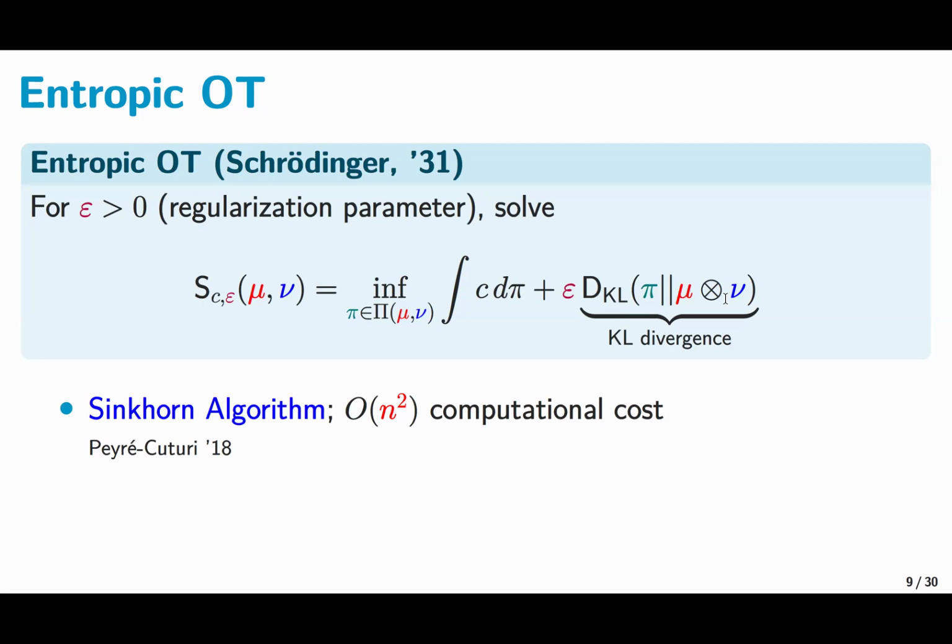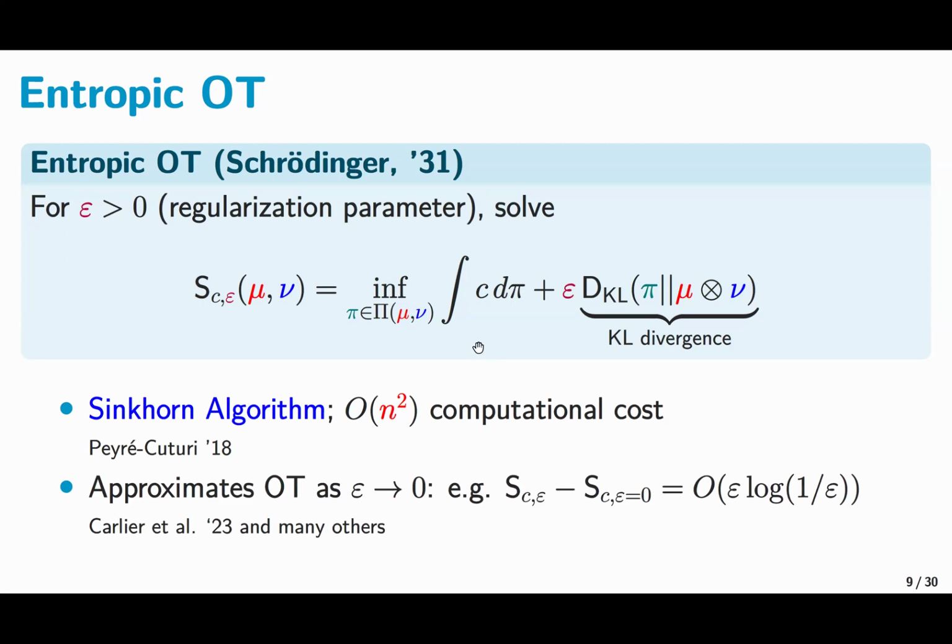So entropic OT is simply putting the entropic penalty onto the Kantorovich objective. The reason why entropic OT has become quite popular is because you can efficiently compute entropic OT by using the so-called Sinkhorn algorithm, whose complexity is n squared instead of n cubed.